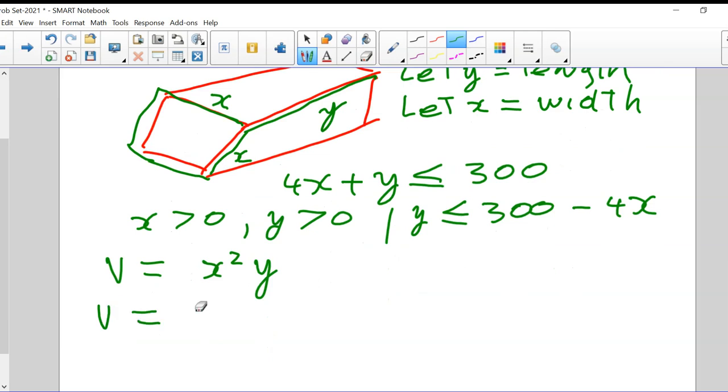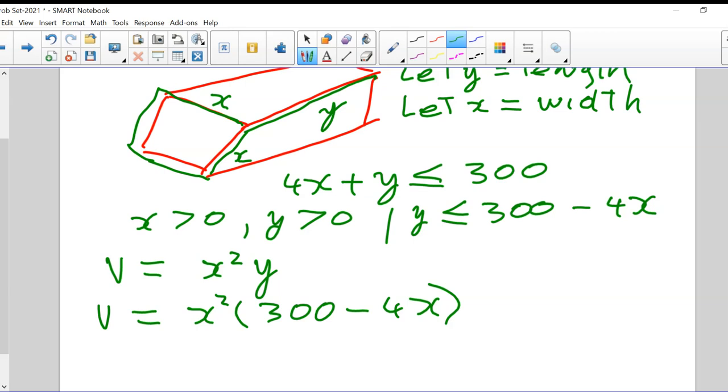So V is equal to x squared times (300 minus 4x). That sounds like what Sarah is saying to me. I don't know how it sounds to you. The 300 minus 4x represents one way of writing the y down, and we're putting that in as our y. Okay, so we're looking at a cubic function here, apparently.